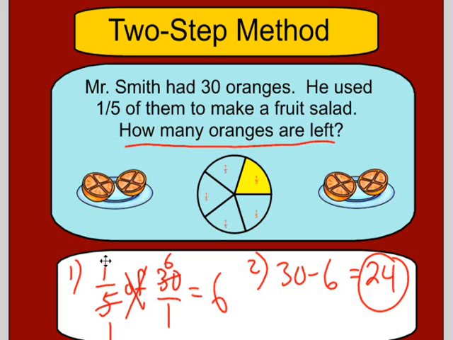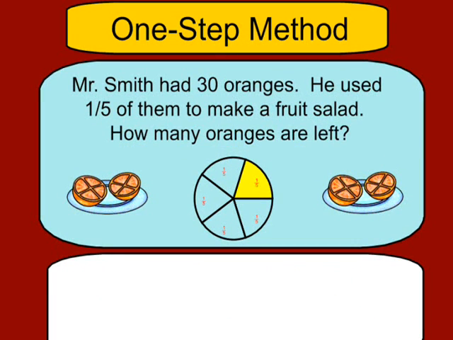Now let's see. There is a way that you could solve that same question in just one step. Same question. I have 30 oranges. I used 1/5. Well, if you look at this little picture here, I used 1/5 of the oranges. How many fifths are left? 4/5 of the oranges are left. So if I could find 4/5 of 30, I would get the answer in one step. 4/5 of the 30 oranges are left.